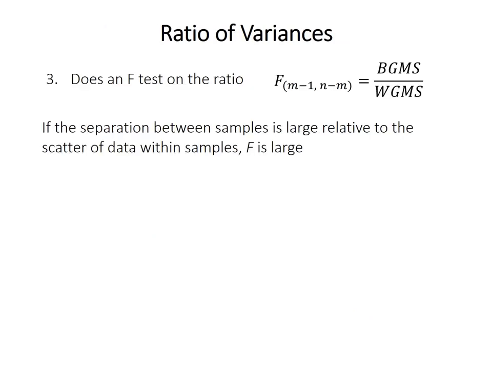So the test statistic, F, is calculated as the ratio of the two variances, the between groups mean square and the within groups mean square. Analogous to the t-test, this is basically a signal-to-noise ratio. So if the separation between samples is very large relative to the scatter of data within samples, the F-statistic is large, and it's more likely that at least one of those samples didn't come from the same population as the others.